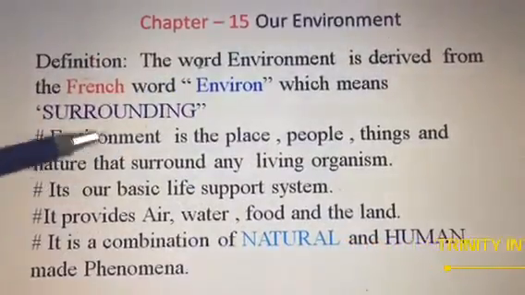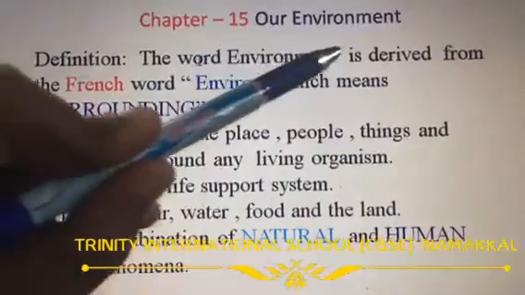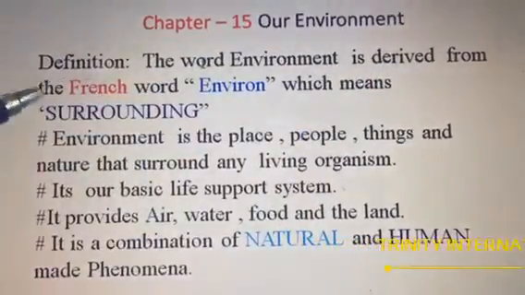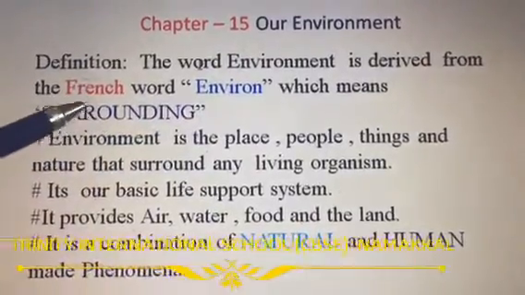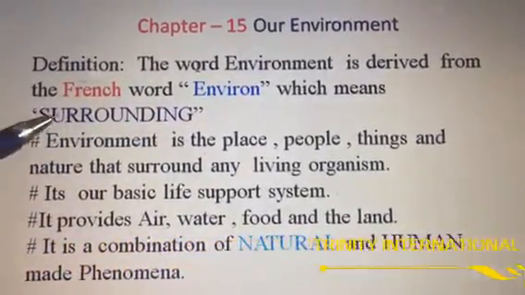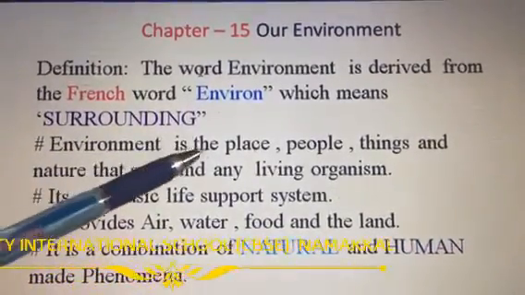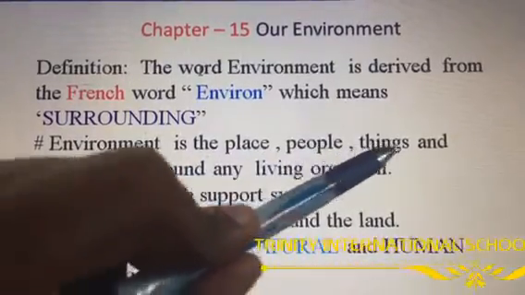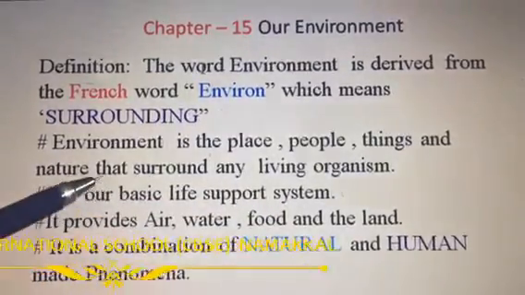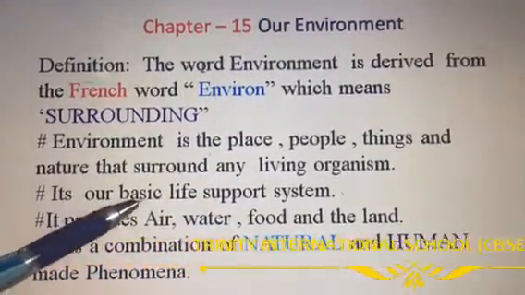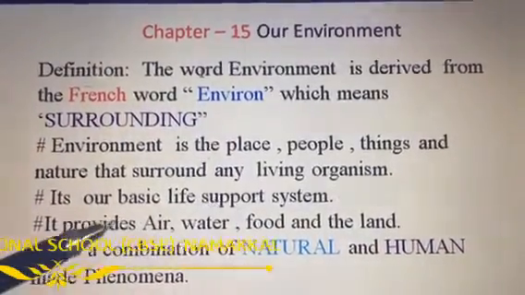Now, what is the environment? The word environment is derived from the French word environ. Environ is a French word, and the meaning of environ is surrounding. Environment is the place, people, things, and nature that surround any living organism. It is our basic life support system.